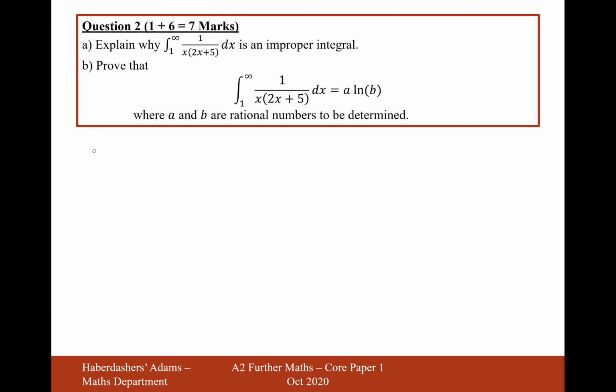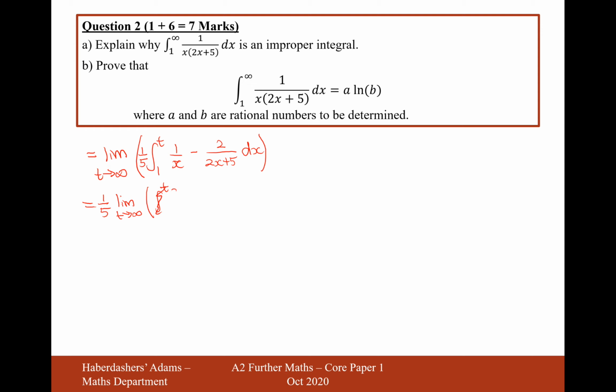dx. Okay, so now that we've split it up into partial fractions, the way we deal with the infinity symbol on the top is we say the limit as t tends towards infinity of the integral from 1 to t of, and then it was 1/5, wasn't it? We could factorise out the fifth to the front here. It's going to be 1 over x minus 2 over 2x + 5 dx. Okay, so we could even factorise this fifth out right to the front. So it's going to be the fifth times the limit as t tends towards infinity of the integral from 1 to t.